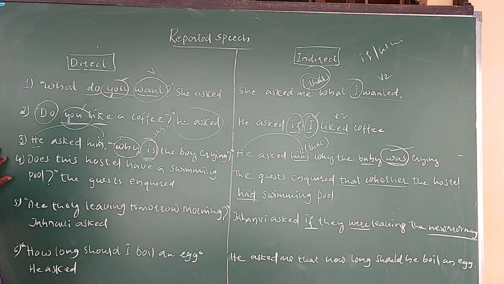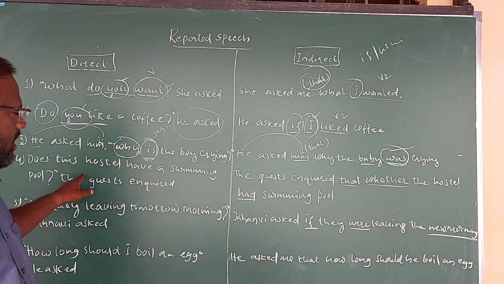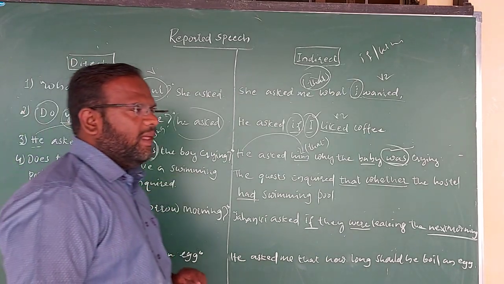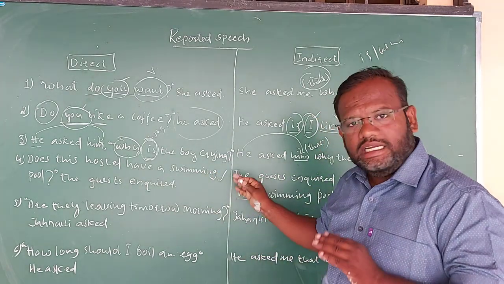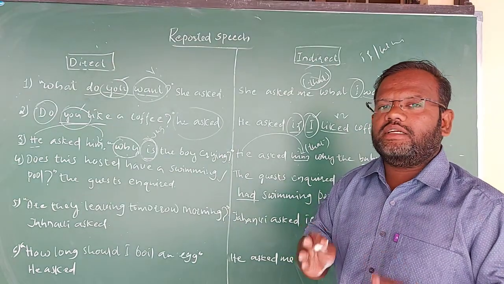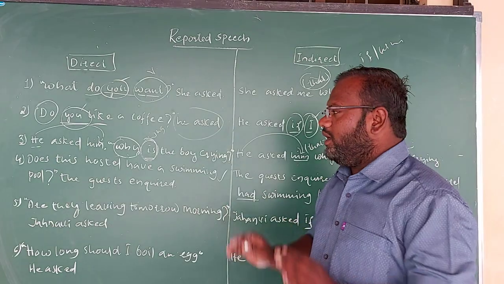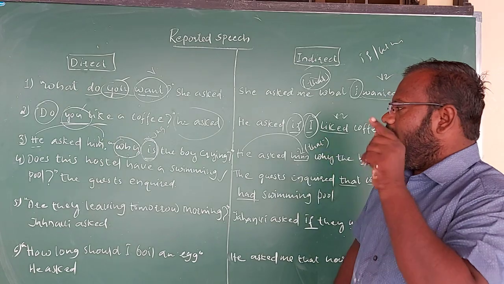Let's focus on example number 4. Does this hostel have a swimming pool? The guest inquired. So first let us understand what type of question it is. Obviously it is interrogative, but what sort of interrogative is it? Whether it is a WH type of question or a yes or no type of question. So now see, does this hostel have a swimming pool?